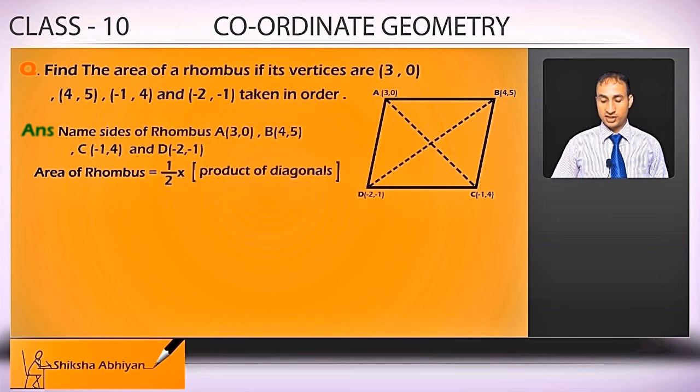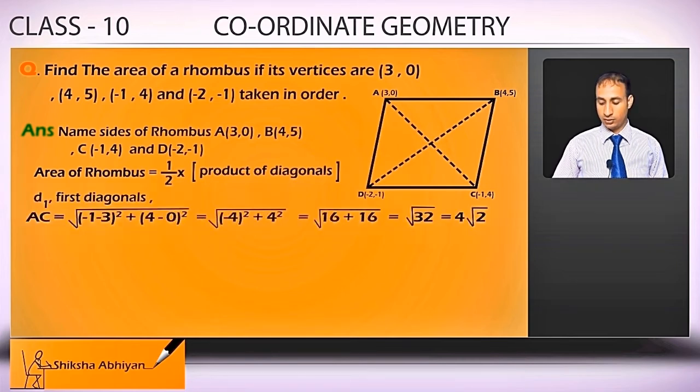नाउ द फर्स्ट डायगोनल D1 is AC equal to under root (-1 - 3) whole square plus (4 - 0) whole square. स्टूडेंट, यहाँ पे मैंने (-1, 4) को x2 y2 एंड (3, 0) को x1 y1 लिया है. So that will equal to (-1 - 3) is -4 whole square plus 4 square, that is equal to root of 16 plus 16, equal to root 32, and root 32 can be written as 4 root 2.